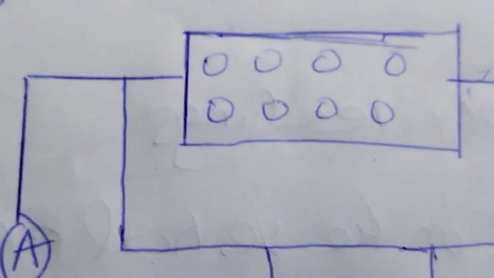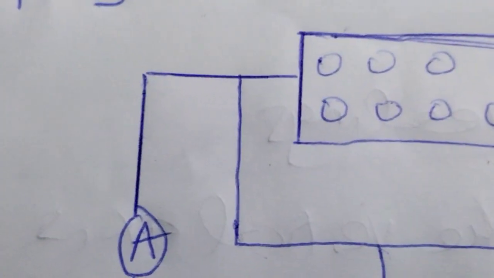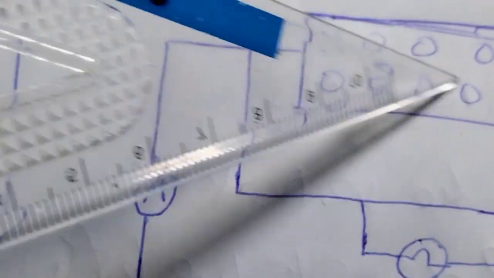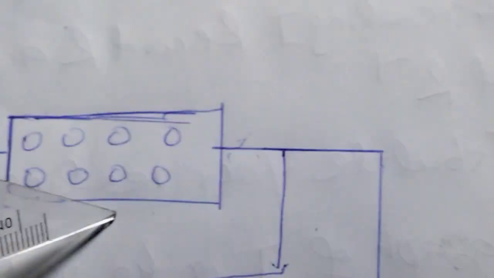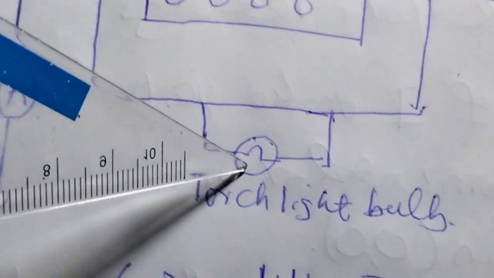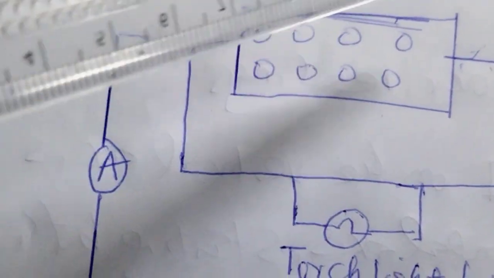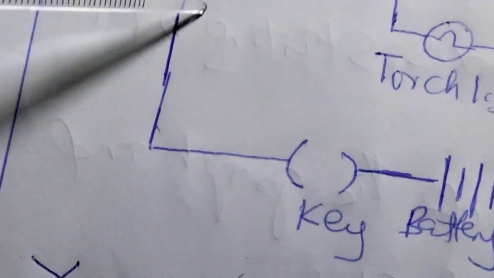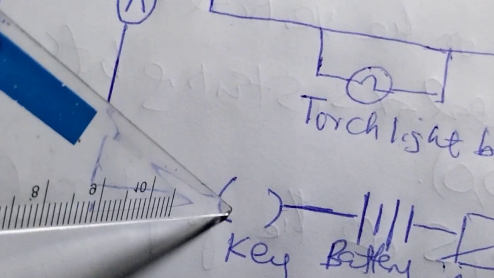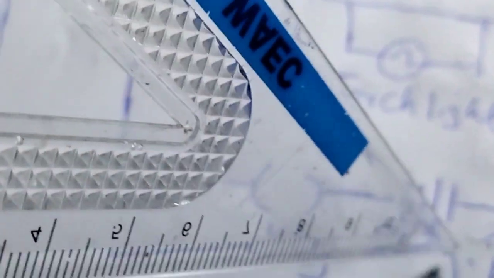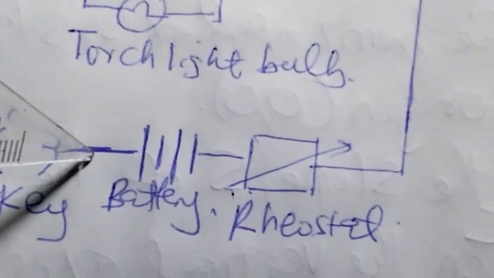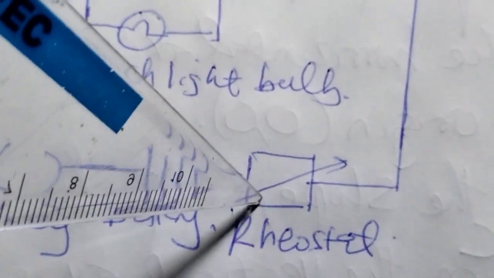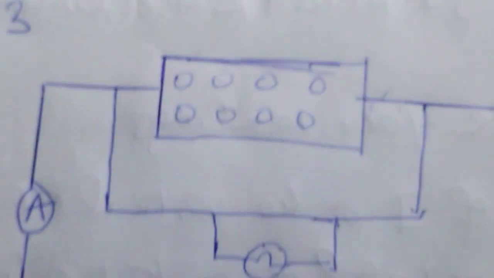We can see the resistance box given to us there, connected to a bulb, which is in parallel to the resistance box. We have the ammeter for measuring current, the key or the switch, the battery, and then the rheostat or the variable resistor. That is the connection given to us.